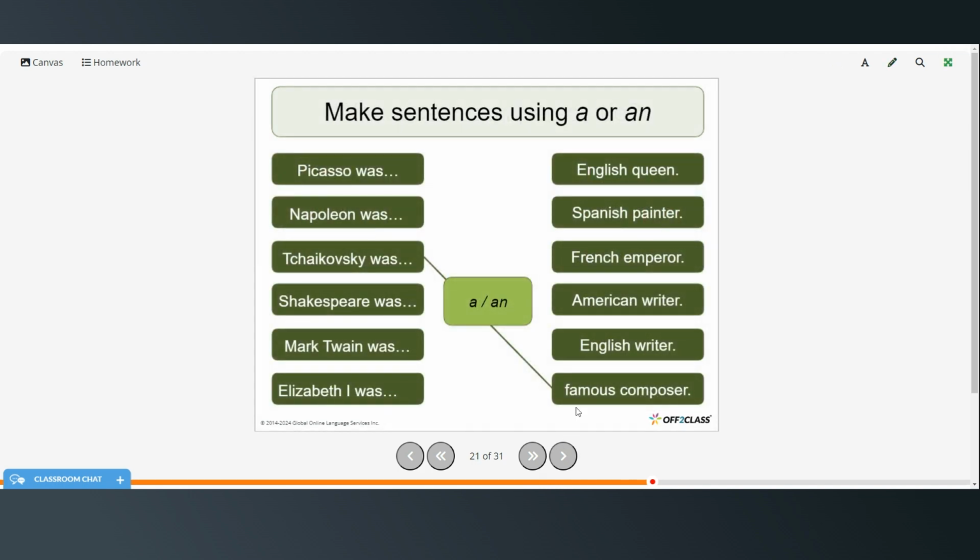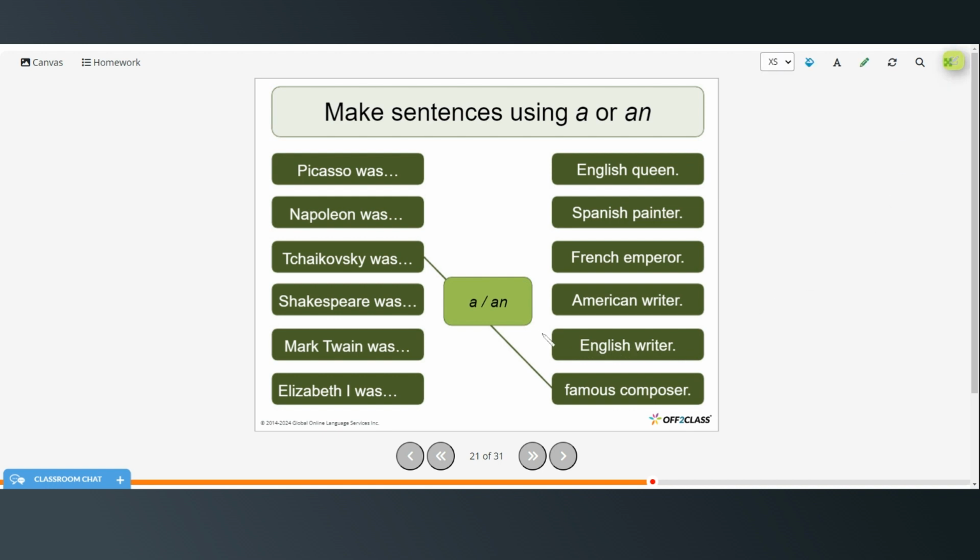All right, so see if you can make some sentences using a and an. With these sentence parts, you can try that on your own and then restart the video when you're ready to see the answers.